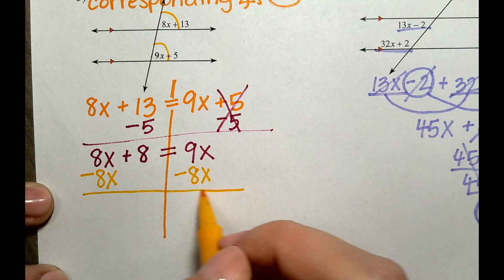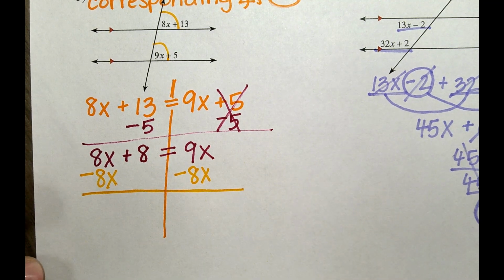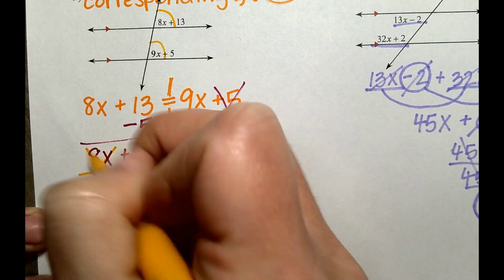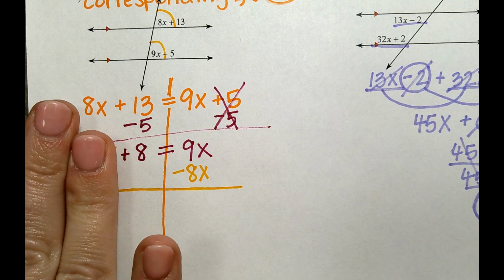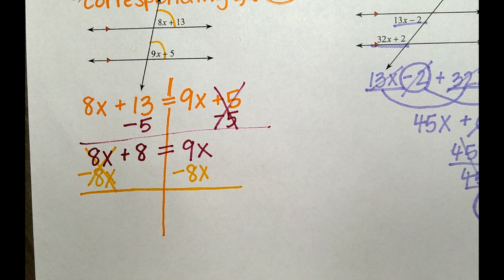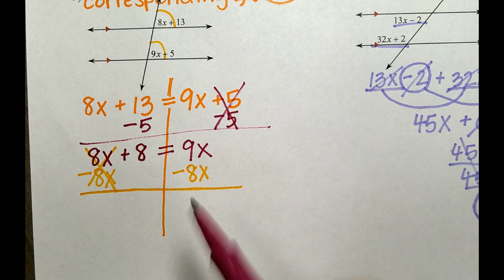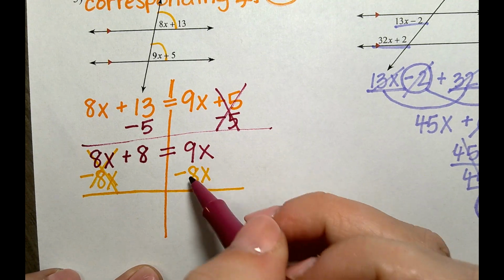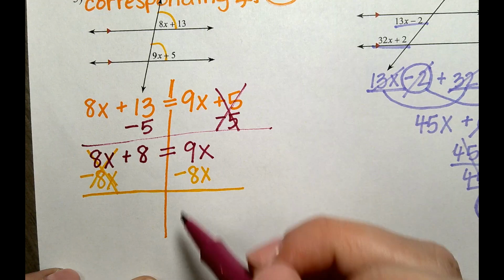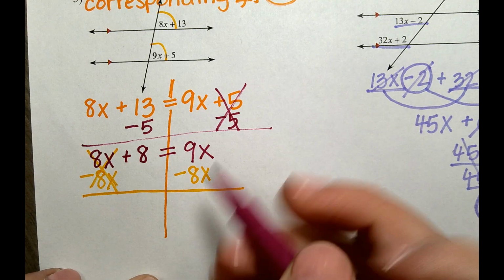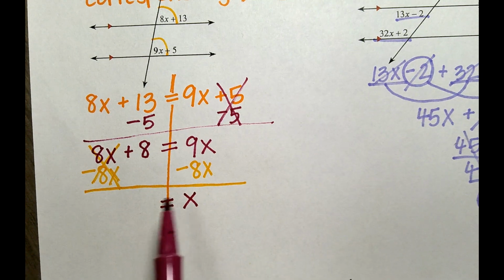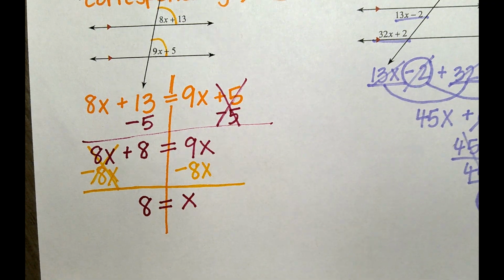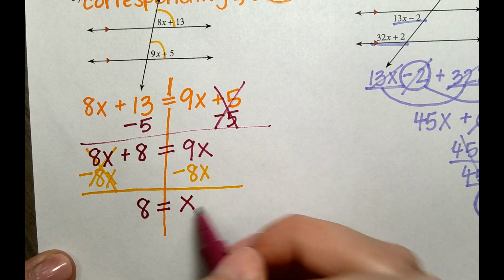Does that make sense, what we just did? Everybody okay with that? Okay. So I got rid of my x over here. Now what comes down? Just x. 9 minus 8 is 1. 1x. I can just write x. Bring down my equals. What else comes down? 8. Oh my gosh, we're done. That's it.